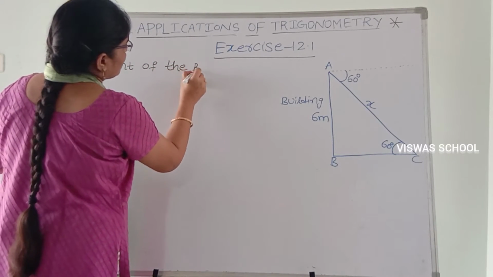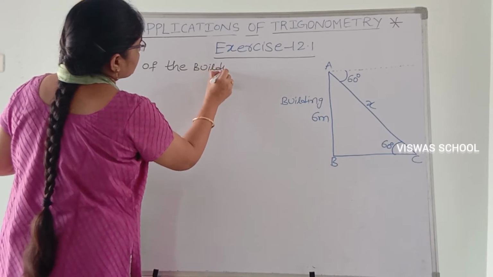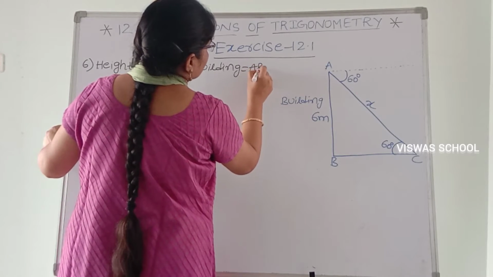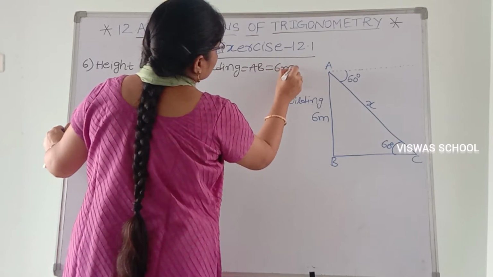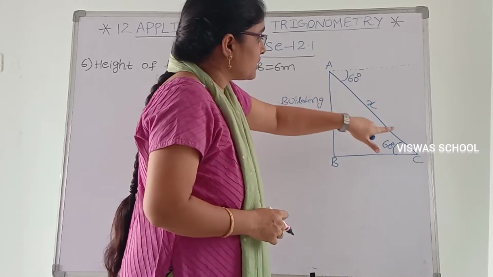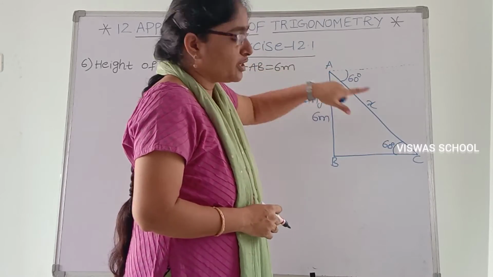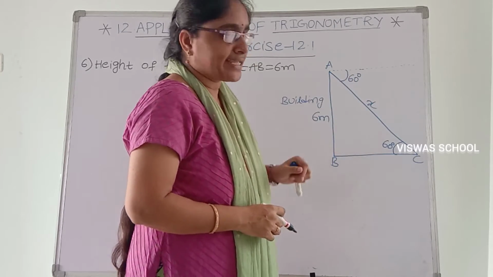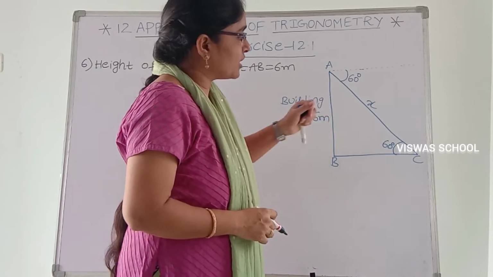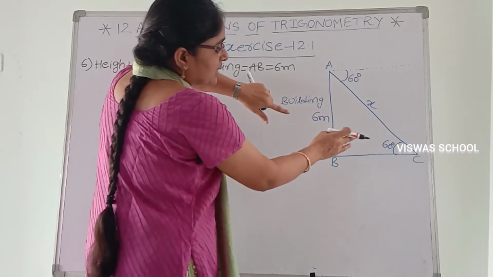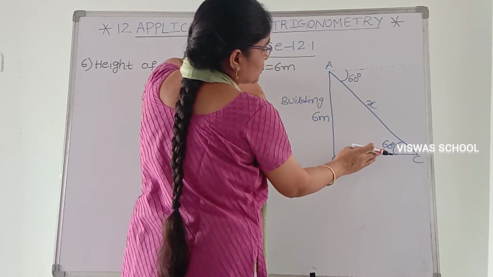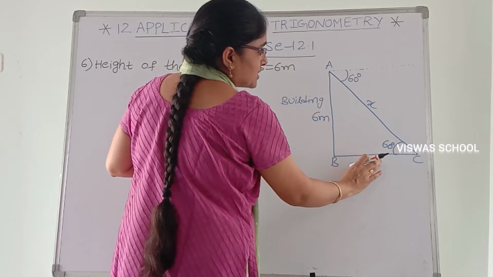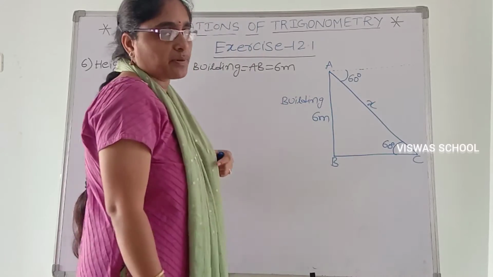The height of the building AB is equal to 6 meters. This is AC, that is the distance from A to C. We have to find this X value. And here, this is the angle of elevation. Now, this is the angle. Opposite to this angle is this side. This is the adjacent to the angle and this is the hypotenuse.